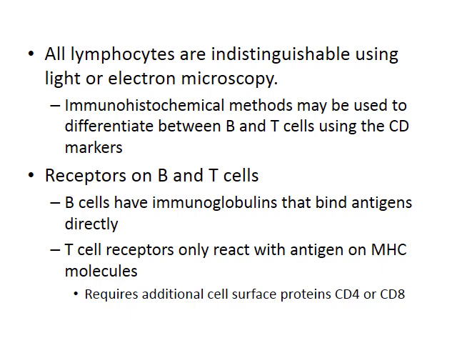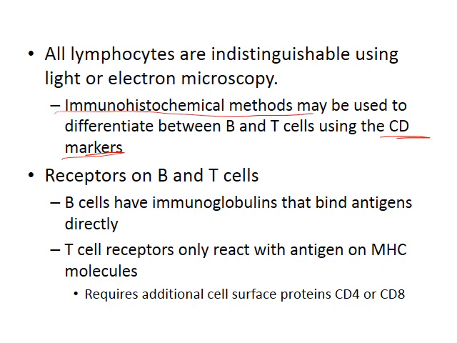All lymphocytes are indistinguishable using light or electron microscopy. You can't tell if it's a B or a T cell unless you use some method to determine the CD marker, and we'll get into that in a second. This can be either flow cytometry or immunohistochemical methods.